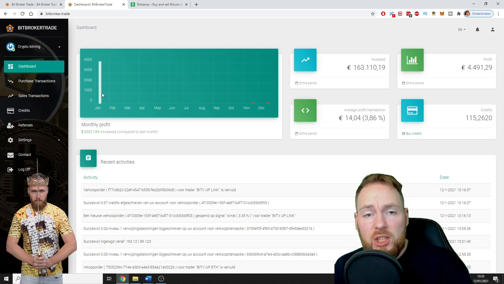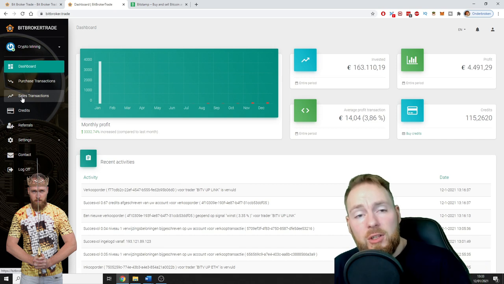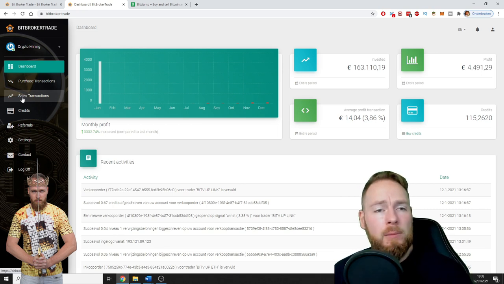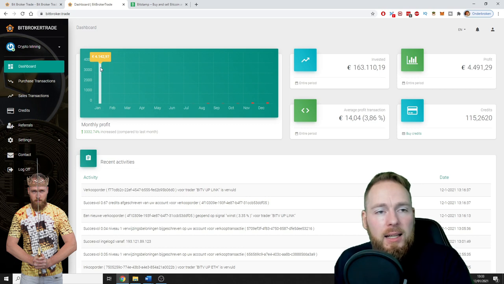You link your exchanges with the API key. You make some traders, you edit them however you like, and voila, you don't have to do anything anymore. The bot is trading for you 24/7. So this is not net, so this is in total. 4,142 euros in total.